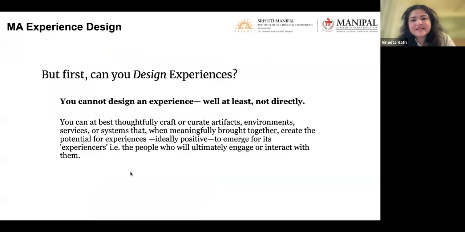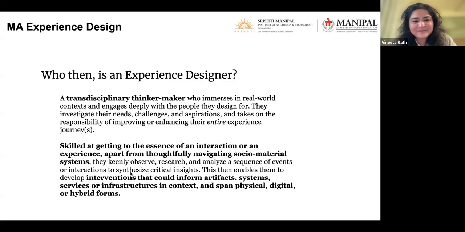looking at experience design as practice, because we position ourselves with the fact that you can't really design experiences. You can only create situations for experiences. And how do we then create situations for people to experience something? How do you curate artifacts, environment systems, or services for people? And it is when we can meaningfully bring it together. But then how do we do that? It's so much more than templates and tools. If we could move to the next slide.